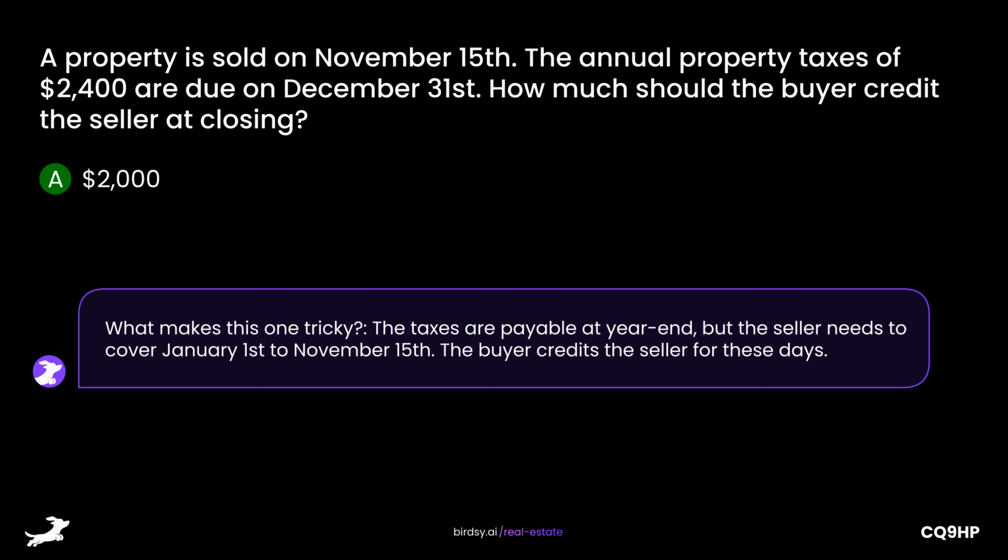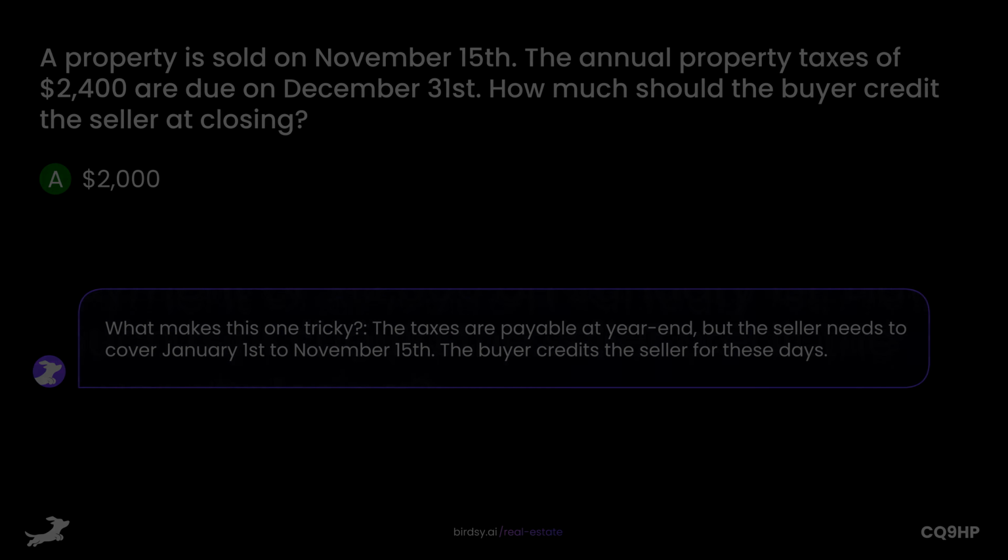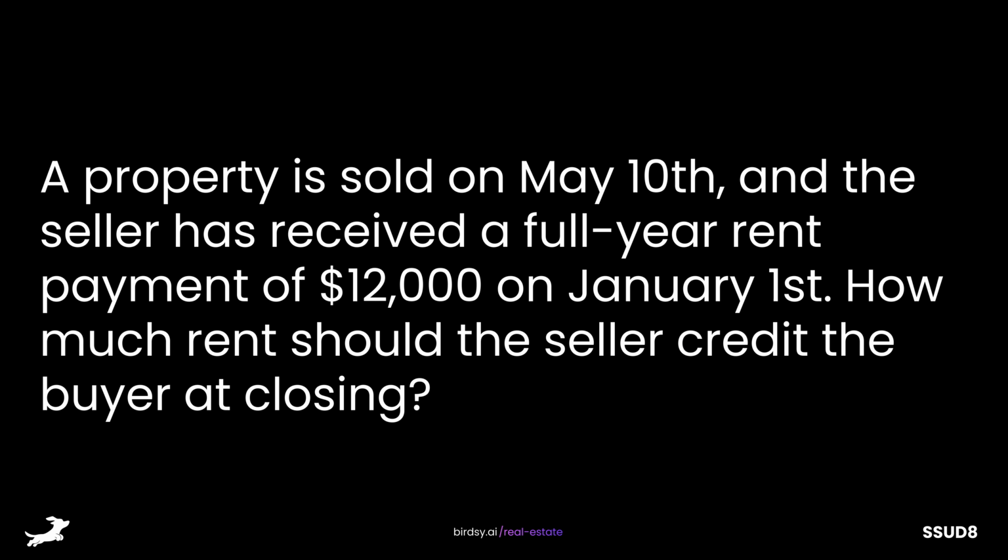What makes this one tricky? The taxes are payable at year-end, but the seller needs to cover January 1st to November 15th. The buyer credits the seller for these days. A property is sold on May 10th, and the seller has received a full-year rent payment of $12,000 on January 1st. How much rent should the seller credit the buyer at closing?